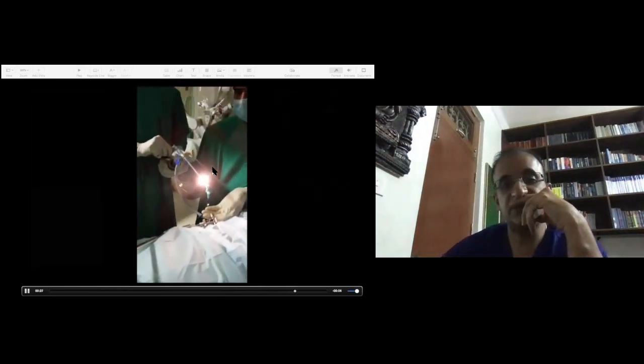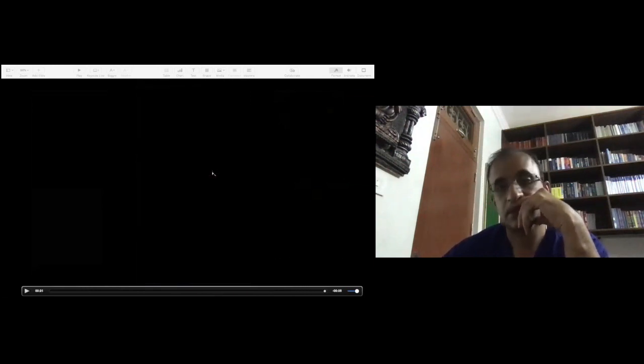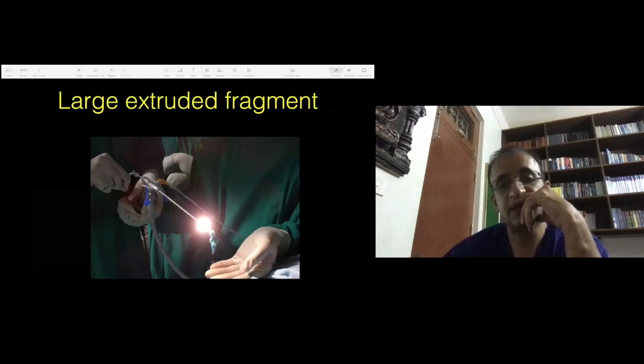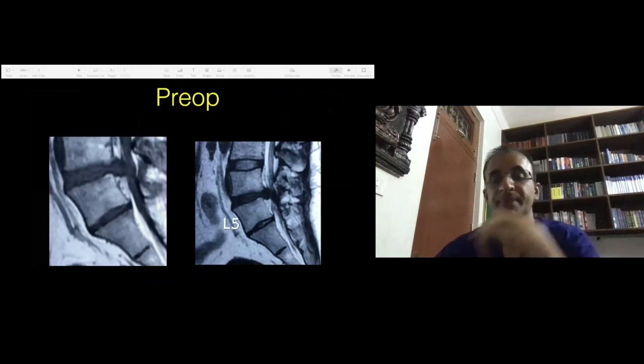And this was the huge fragment that came out. So this is the large extruded fragment. I used to use methylene blue. This is the post-op.